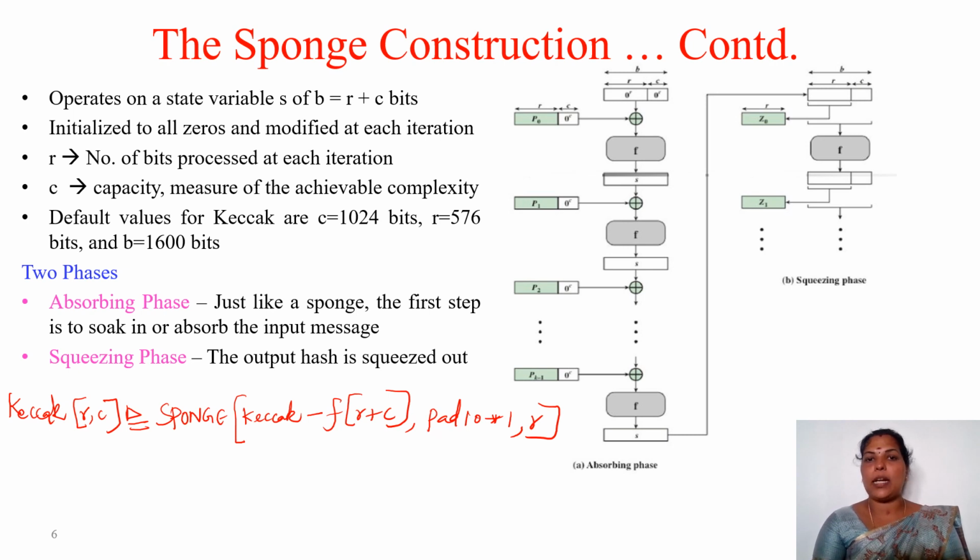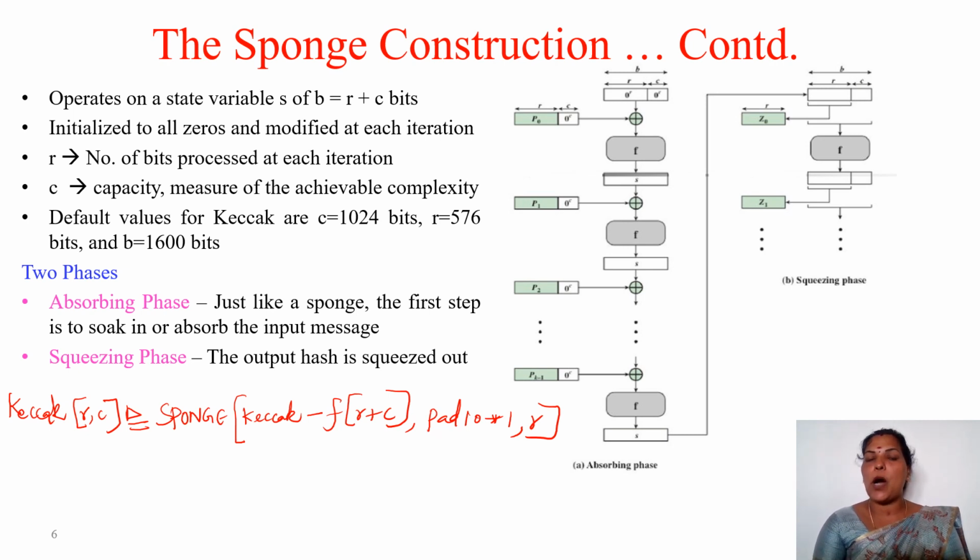This is the overall representation of the sponge construction process. Earlier I told you that there are two phases: one is the absorbing phase and the other is the squeezing phase. The absorbing phase absorbs the input, and the squeezing phase outputs the hash value. Because SHA is a hash algorithm, it produces a hash only. The squeezing process outputs the hash.